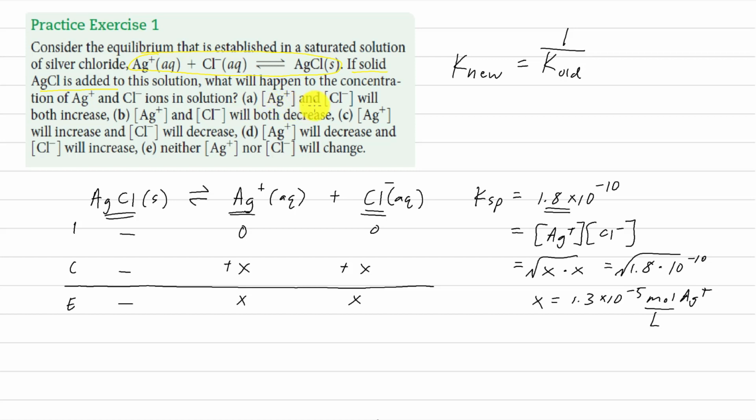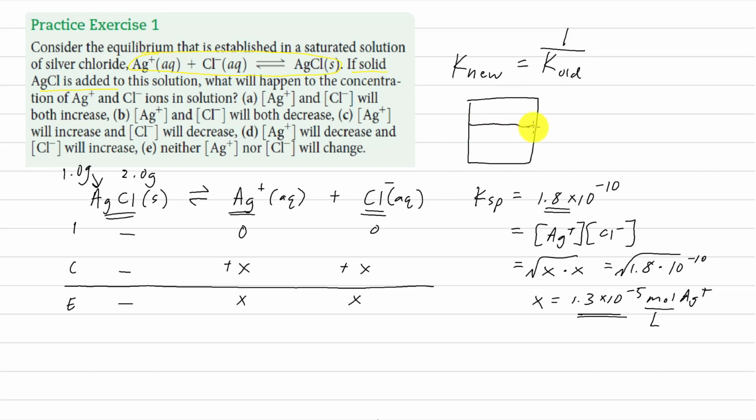Will Ag and Cl both increase if you add solid? Let's say we had 1 gram of AgCl, and now we up it to 2 grams. What would happen to these equilibrium amounts? The answer is nothing. Why? Because it's already at equilibrium with this many moles. You added enough to cause it to dissolve by this much, and then if you add more, what would happen? Nothing.